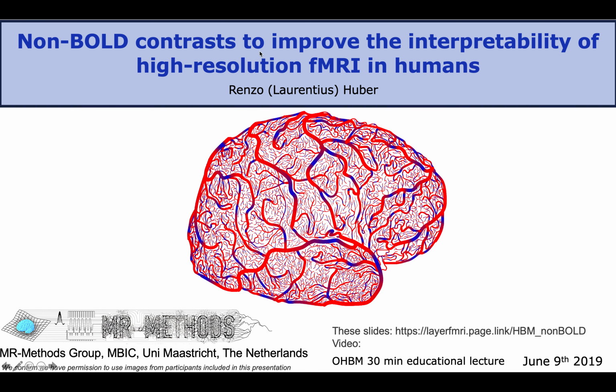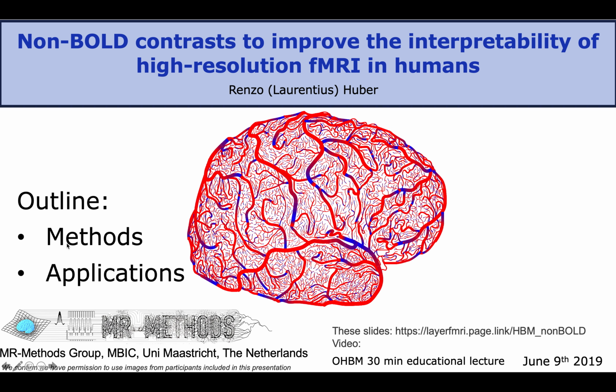And Amir asked me to talk about non-bold layer-dependent fMRI methods. So I will do that, and I will first focus on the non-bold layer-dependent fMRI methods that are out there, describe them a bit, how they work, and then in the second half I also want to show you some of my favorite applications of non-bold layer-dependent fMRI, specifically to find something out about the brain, neuroscience applications.